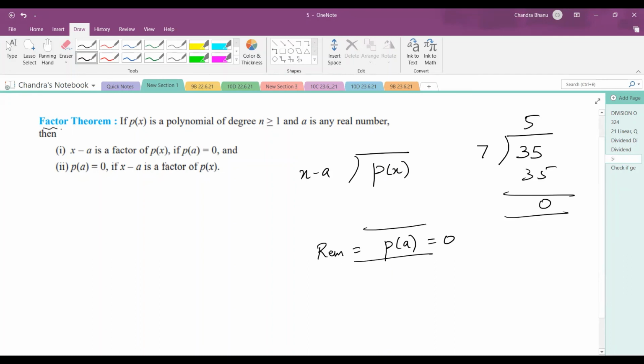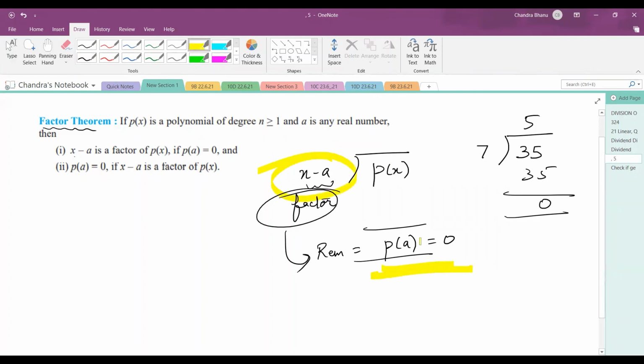So it's saying that this divisor will be a factor only when this remainder is 0. If this is a factor, suppose I am dividing this polynomial by a factor, then the remainder has to be 0. And the other way is also true, that if I divide any two things and the remainder comes out to be 0, then obviously this divisor is a factor of that polynomial.